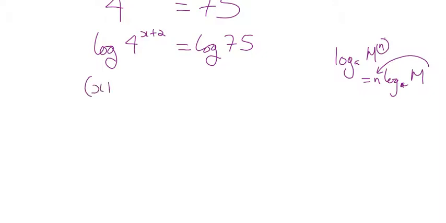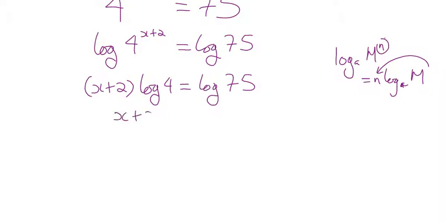Now, if it's a complex exponent, like x plus 2, then put it in parentheses, right? Because it's that entire exponent, so it's (x plus 2) log 4 is equal to log 75. Now we have to solve for x. In order to solve for x, we have to isolate x. Never mind, we're just going to divide both sides by log 4. Then we'll subtract 2, make life a lot easier.